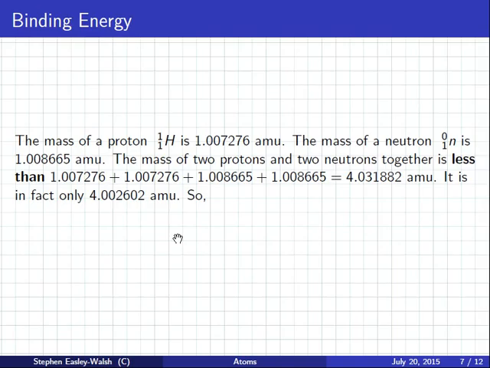Okay, so 0.02928 AMU is missing. This is known as the mass defect. So you want to write that vocabulary down. Mass defect is the missing mass when protons and neutrons are bound together. Yes, okay, so this is known as the mass defect. Did you get that?